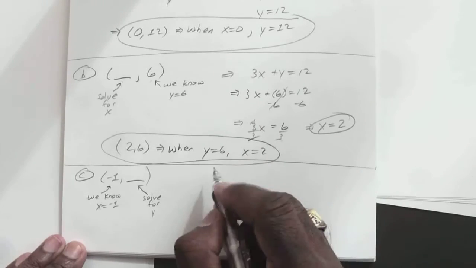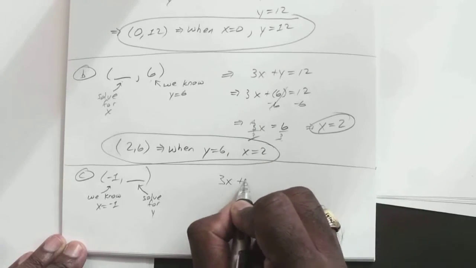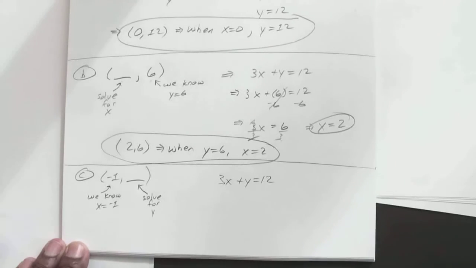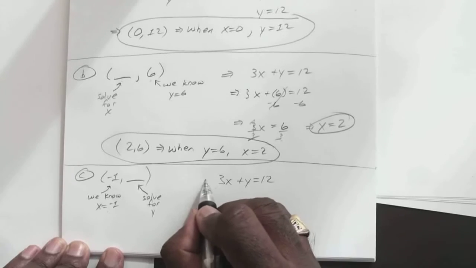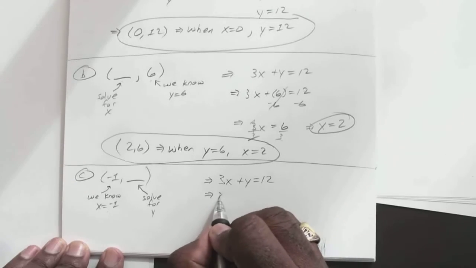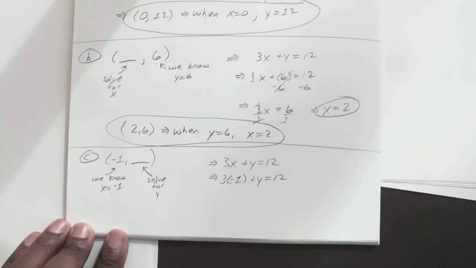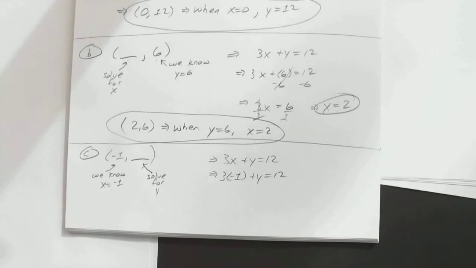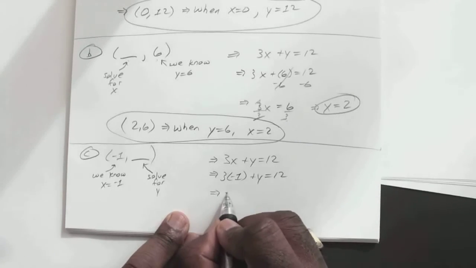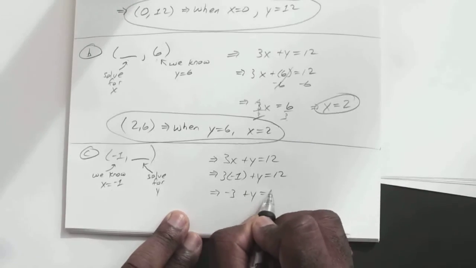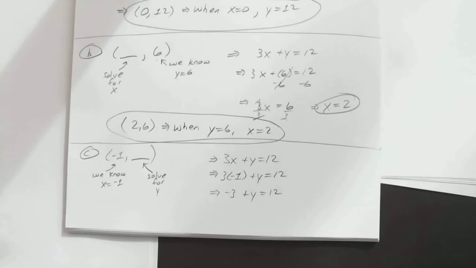Okay, same equation, 3x plus y equals 12. We know that x is equal to -1. That's 3 times -1 plus y equals 12. So 3 times -1 is just -3. So -3 plus y equals 12.